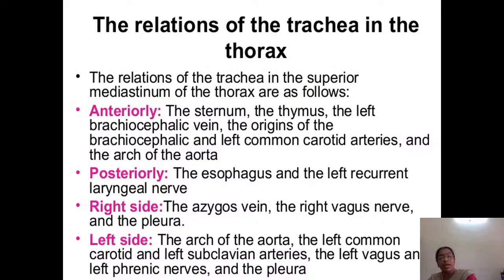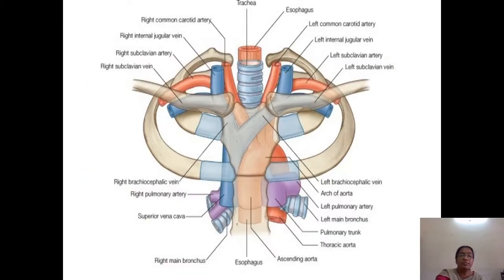When you go into the thorax, anteriorly will be the brachiocephalic and the common carotid arteries. Posteriorly again we see the esophagus and the left recurrent laryngeal nerve, whereas on the right side it is the azygos vein and the right vagus nerve. On the left side is the arch of the aorta with the left common carotid, left subclavian, the vagus and phrenic nerves, and the pleura will be present on the left side.